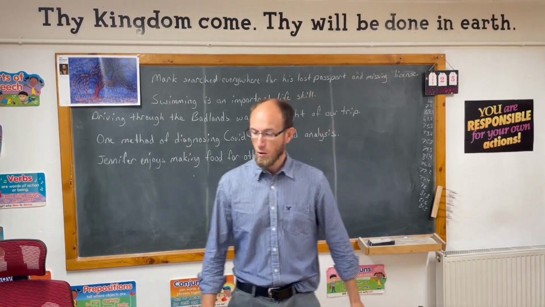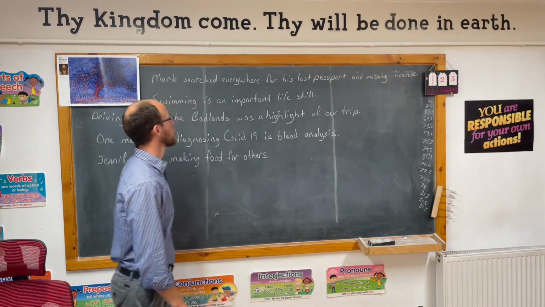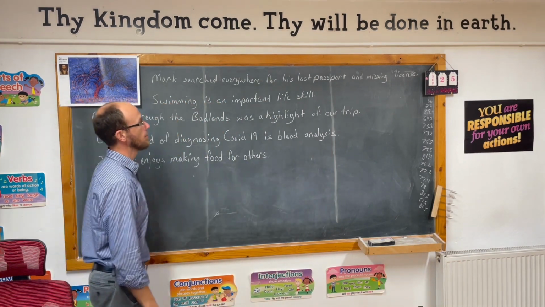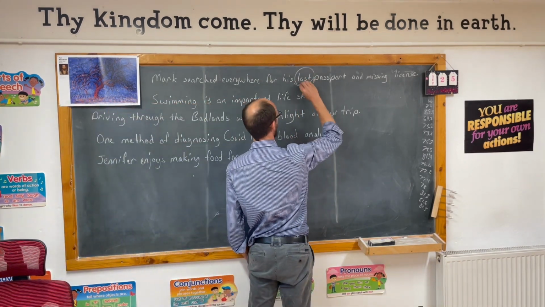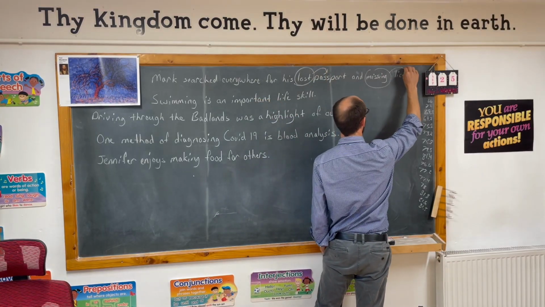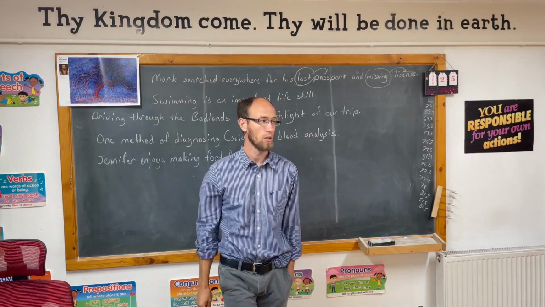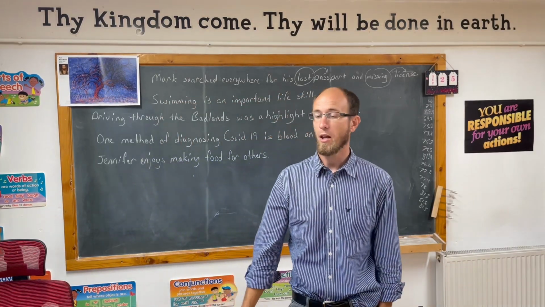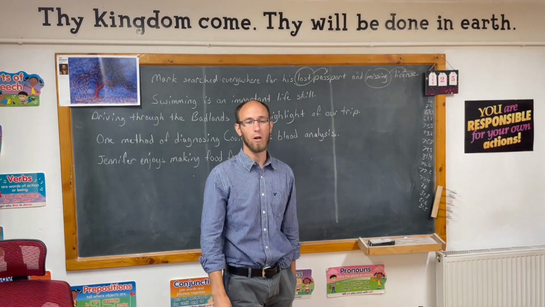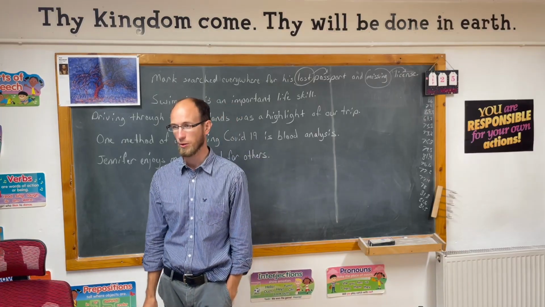Okay. What is the participial in this first sentence? Mark searched everywhere for his lost passport and missing license. Lost, and it's modifying passport. Missing is modifying license, and those are participles. Participles function as what part of speech? Adjectives. And participles are called what? Verbals. Okay, today we have my favorite verbal, the gerund.